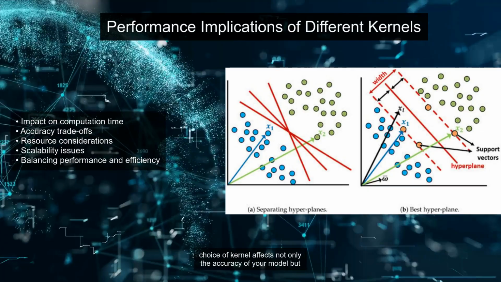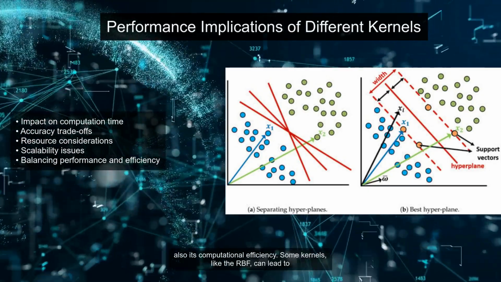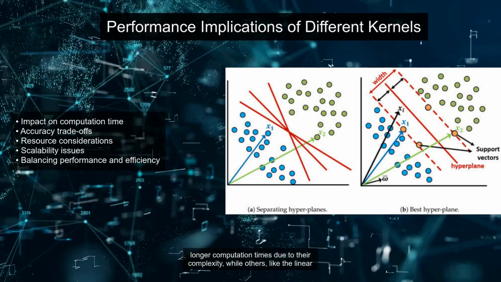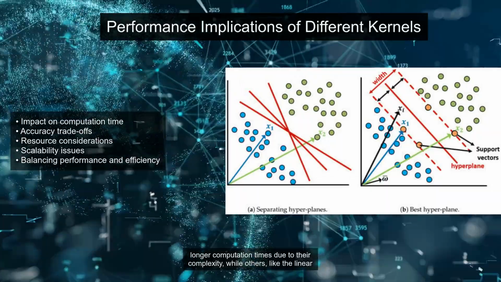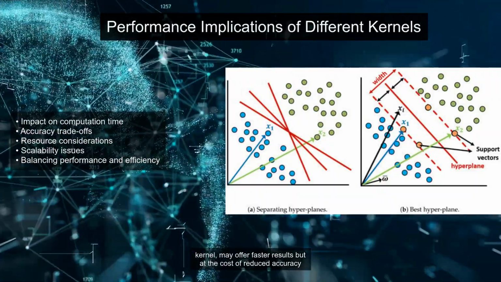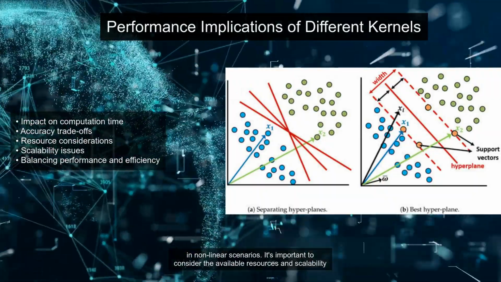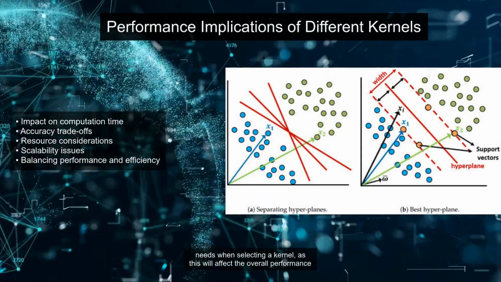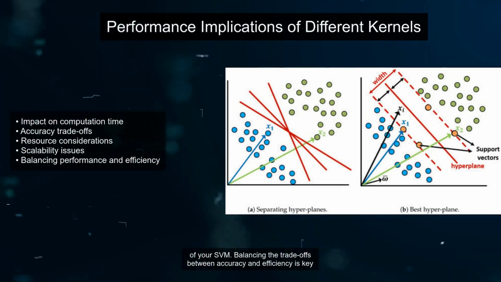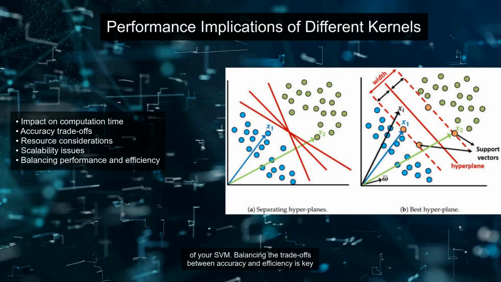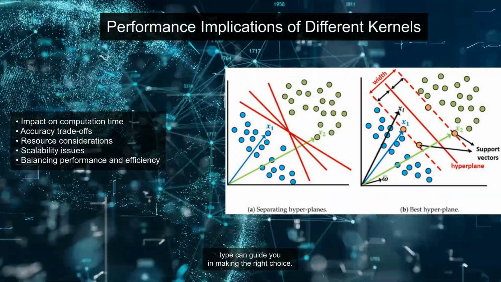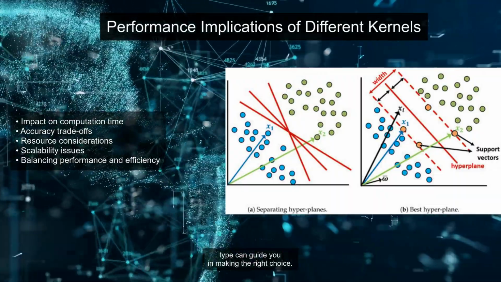In this block, we'll investigate the performance implications of different kernels. The choice of kernel affects not only the accuracy of your model but also its computational efficiency. Some kernels, like the RBF, can lead to longer computation times due to their complexity, while others, like the linear kernel, may offer faster results but at the cost of reduced accuracy in nonlinear scenarios. It's important to consider the available resources and scalability needs when selecting a kernel, as this will affect the overall performance of your SVM. Balancing the trade-offs between accuracy and efficiency is key to achieving optimal results, and understanding the performance implications of each kernel type can guide you in making the right choice.